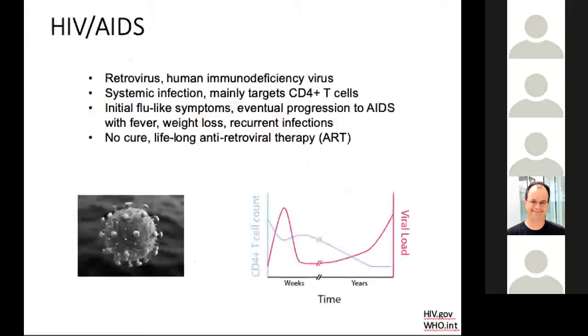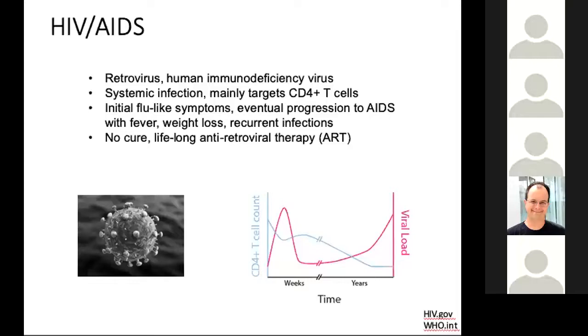And so now let's talk about the virus and the infection a little bit more. So HIV, or human immunodeficiency virus, is a retrovirus, and that means that it integrates its genetic material into the cell that it infects. And so it fundamentally alters the cell that it infects. It's a systemic infection, so it can be found in many different organs and tissues, including in the blood. And it mainly targets CD4 positive T cells, although it has been shown to affect other cell types as well.